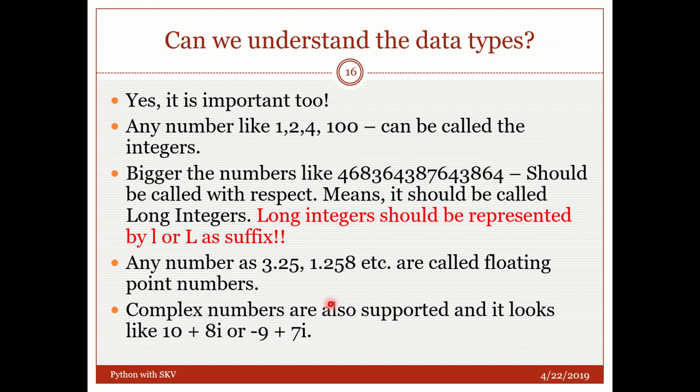Now we need to understand the data types. Yes, any number like 1, 2, 3, 100 can be called integers. The bigger numbers like something which I have flashed on the screen right now, it is so big, should be called as long integers, which means the number should be suffixed with a small l or an uppercase L. Any number like 3.25, 1.258 should be called floating point numbers. Any numbers like 10 plus 8i, minus 9 plus 7i, they are complex and they are called complex numbers.